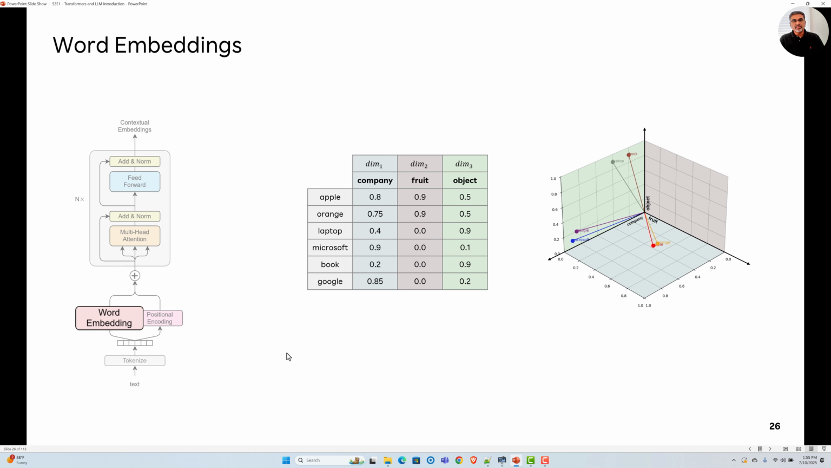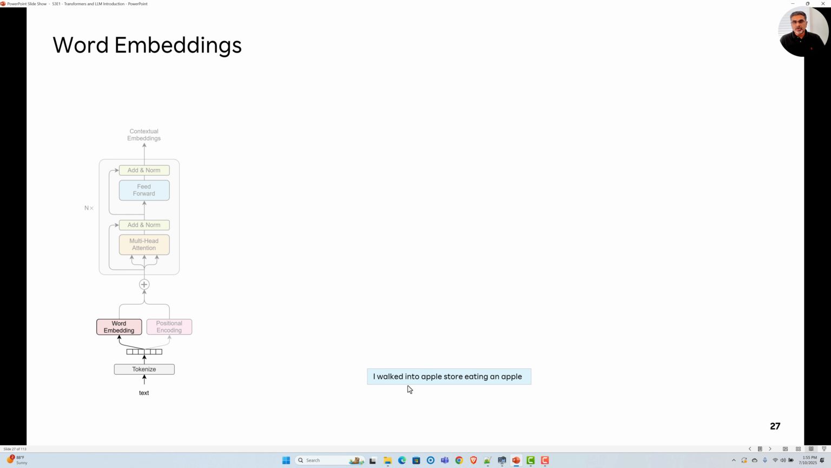So now let's see what would happen when you pass a text into this stage of the transformer. Let's say the text is, I walked into Apple store eating an apple. This is text. You pass it through a tokenizer. The tokenizer will tokenize it using a variety of different tokenization techniques, which we studied in episode 1 of season 2, like byte pair encoding, word piece encoding, or whatever it is. So let's say it tokenizes on the word boundaries and it becomes: I becomes one token, walk becomes another token, into becomes another token, and so on.